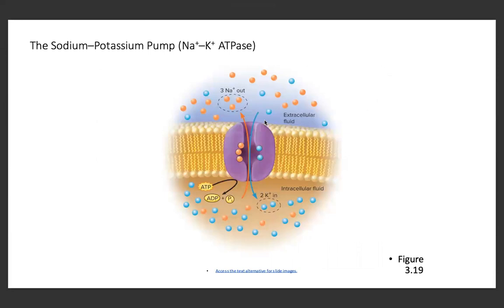An example of this mechanism is the sodium-potassium pump. Here, we move sodium and potassium against their concentration gradient. In brackets, you have the name ATPase. And ATPase is an enzyme that breaks down ATP, as denoted by this notation here. The ATPase will break down ATP so that energy can be used for sodium to go up the concentration gradient, and for potassium to move up its concentration gradient as well.